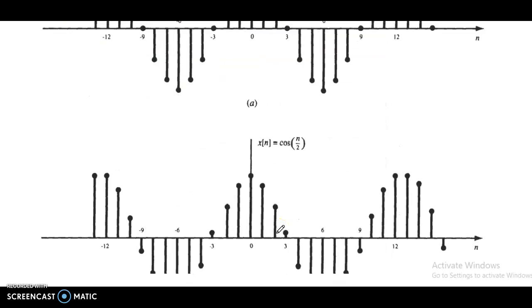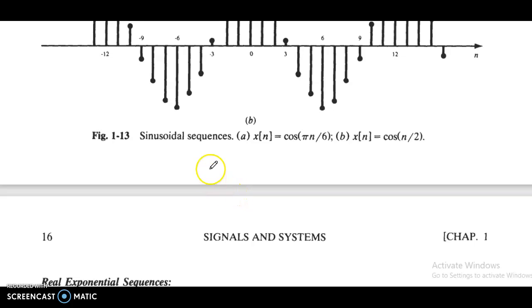Here are sinusoidal sequences of x of n: a, x of n equal to cos pi n divided by 6, and b, x of n equal to cos n by 2.